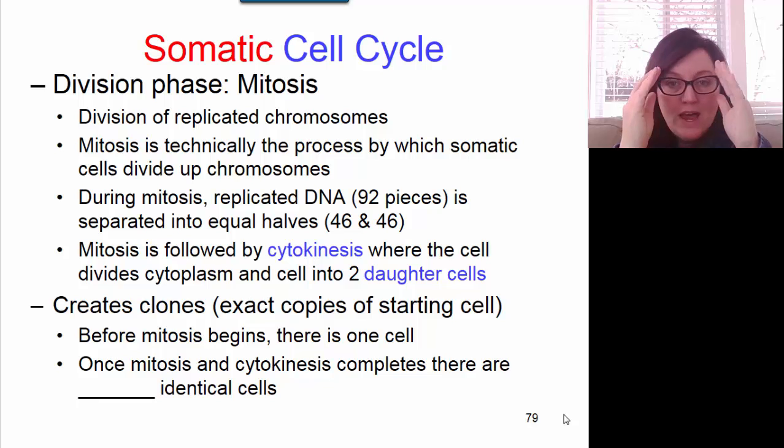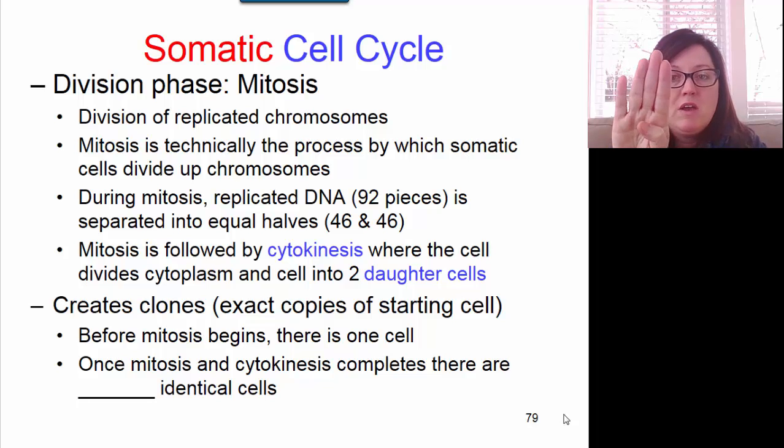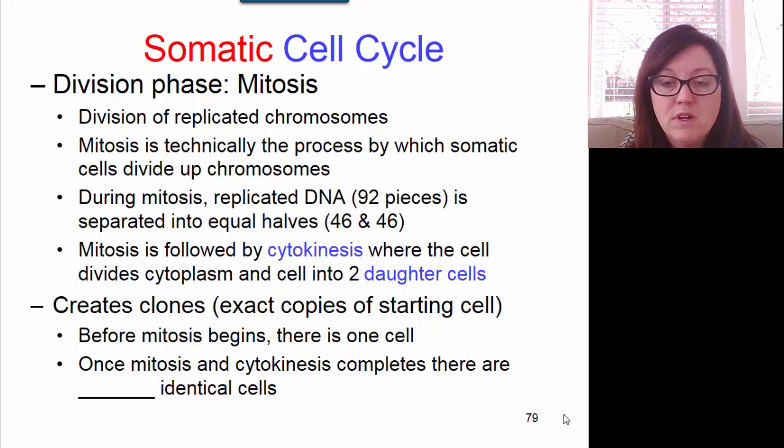So we're going to line up all of the chromosomes in the middle of the cell, okay? And then 46 pieces of DNA will be sent to one side of the cell, and the other 46 pieces of DNA will be sent to the other side of the cell, and then we cut the cell in half. And now we end up with two cells, each with 46 pieces of DNA, each with 46 chromosomes. And so now we have replicated the cell. The process of the cell actually splitting in half is called cytokinesis, right? This is the division of the cytoplasm.